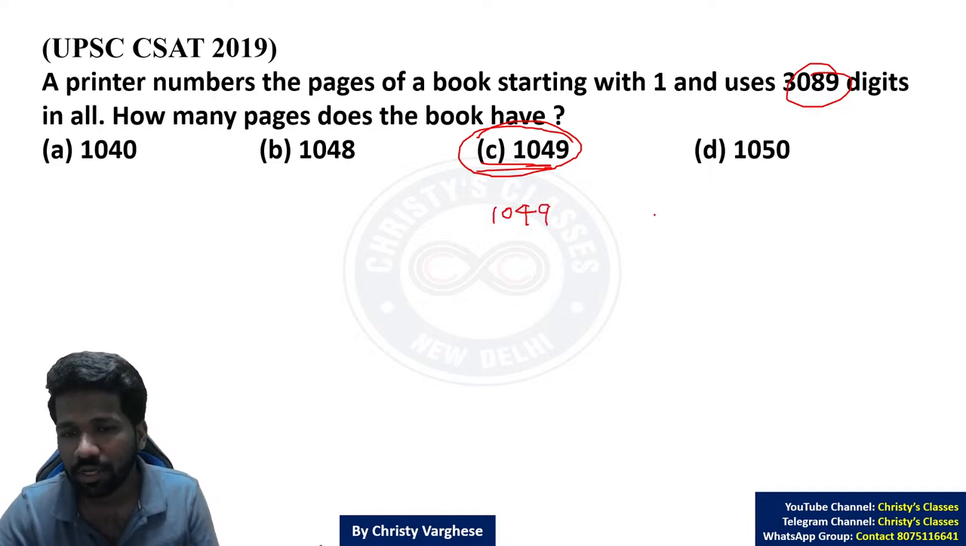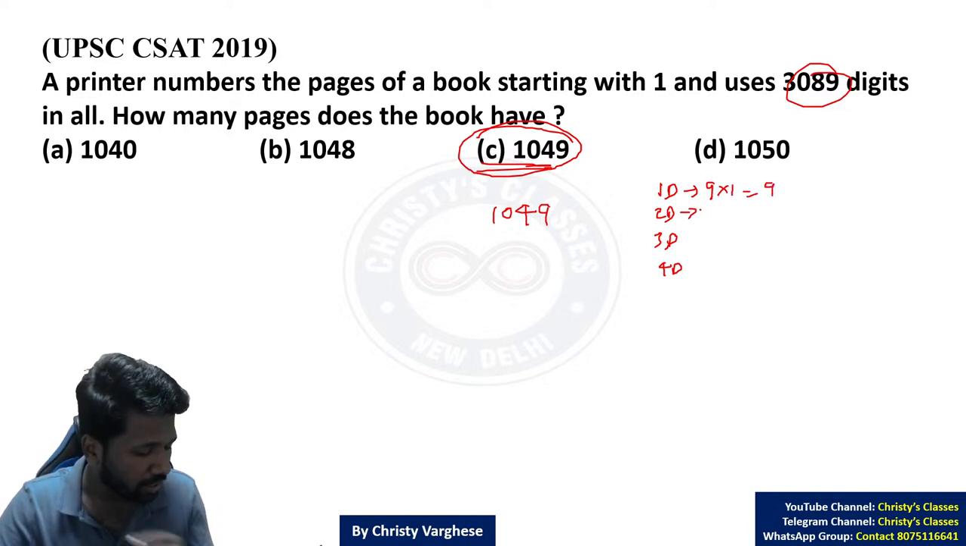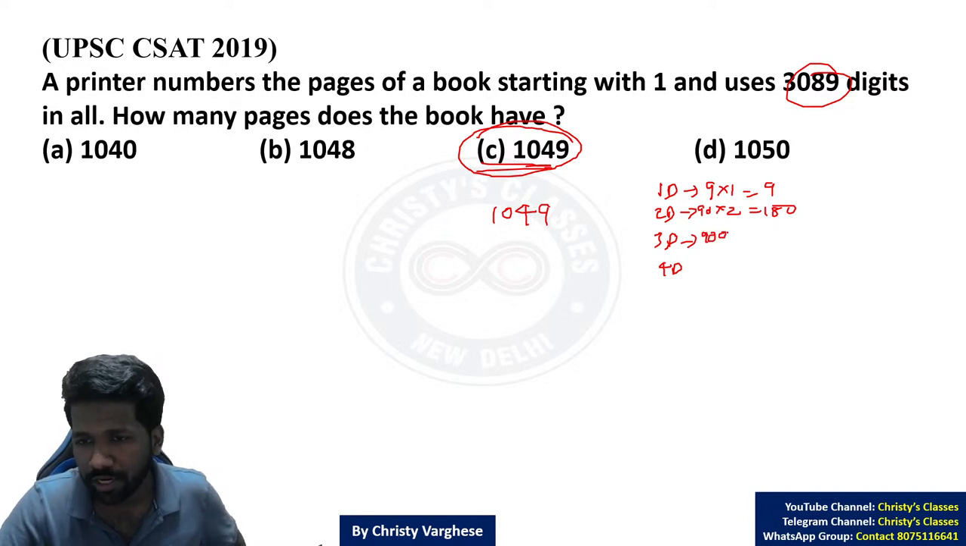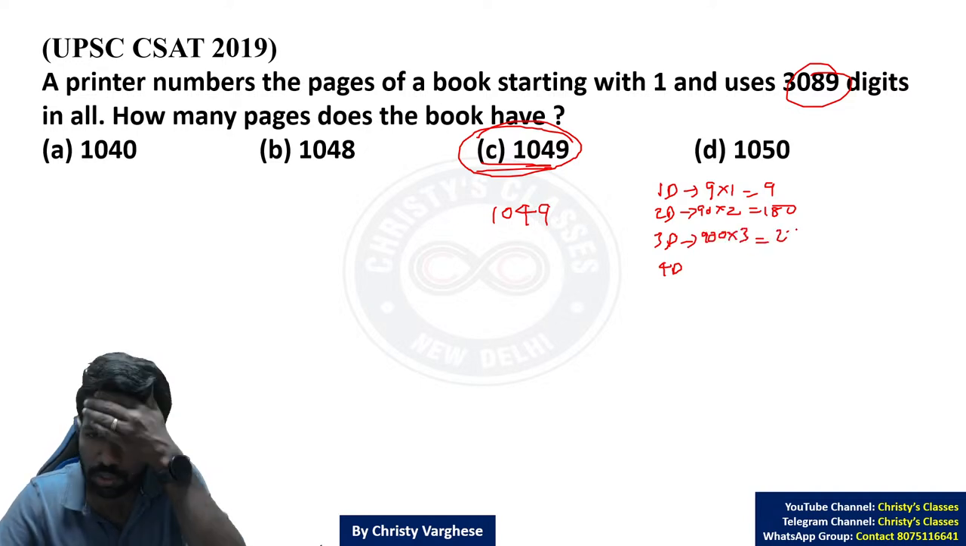1049 means there are 1-digit numbers, 2-digit numbers, 3-digit numbers and 4-digit numbers. 1-digit numbers, how many? 9. 9 into 1-digit, use 9. 2-digit numbers, how many? 10 to 99, which is 90 numbers. Each of them has 2 digits, so 180. 3-digit numbers are 100 to 999, that is 900. Each of them has 3 digits, that is 2700.